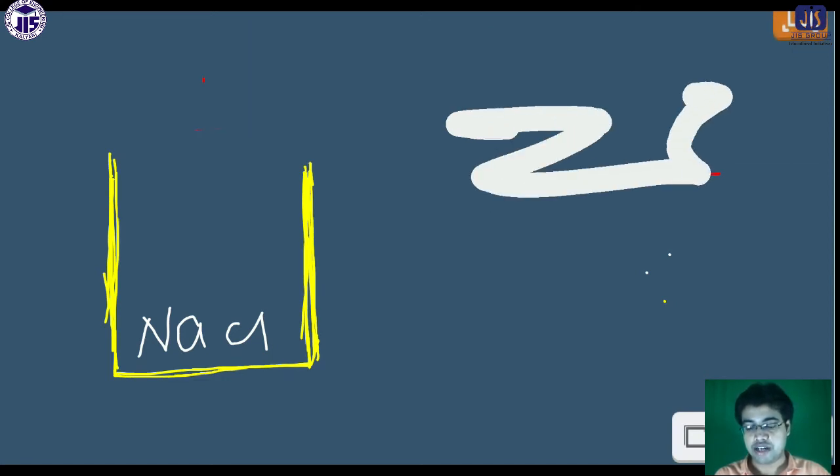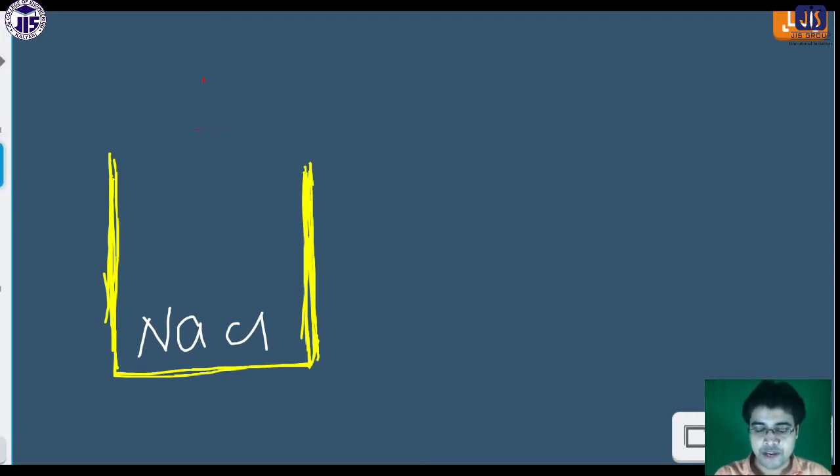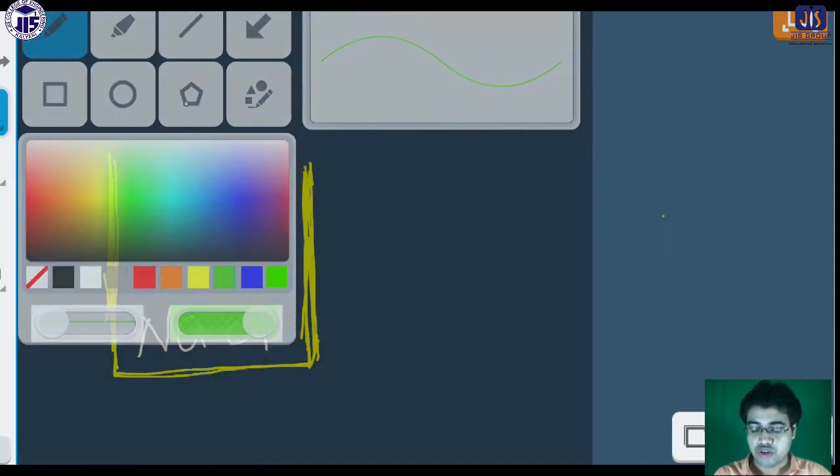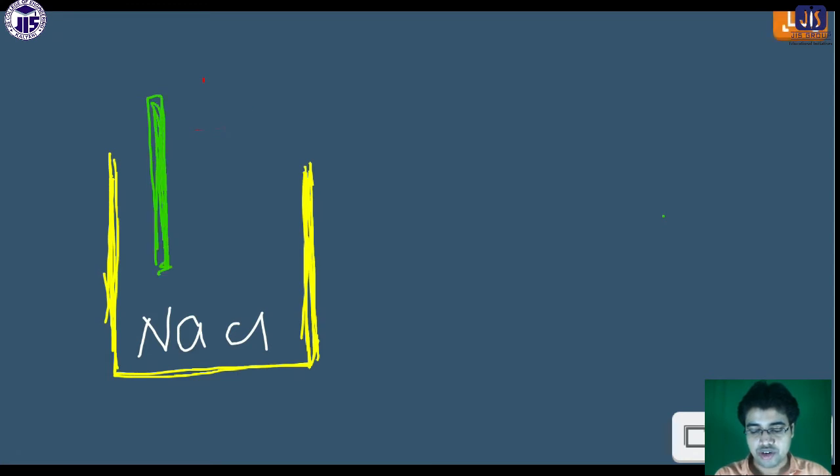Okay, so you have to keep in mind, like in the previous case also, it is not required for the electrodes to participate in the reaction, so the electrodes will be inert in this process. That's why here we will dip inert electrodes. For example, platinum is a very good inert electrode. So suppose these are the two inert electrodes, and we dip them into the solution.